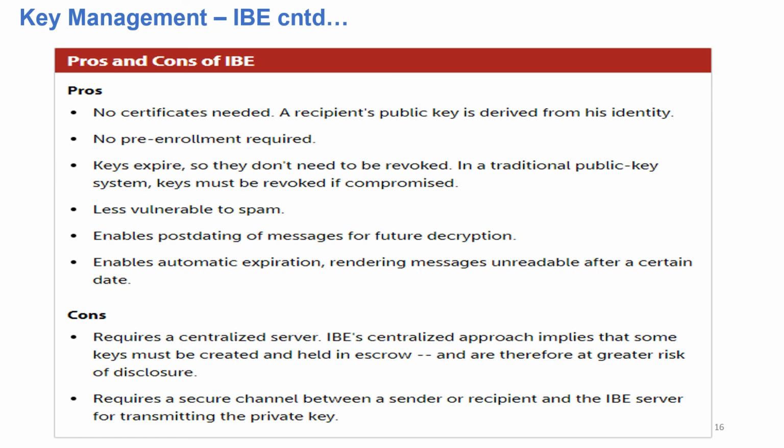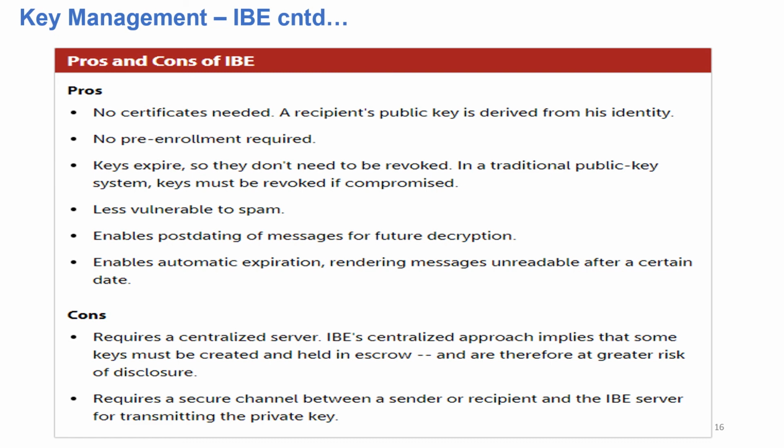But in a traditional public key system, what happens? Keys must be revoked if compromised. But here there is no headache of revoking the key. Fourth, IBE is less vulnerable to spam. Then next, it enables post-dating of messages for future decryption. Then lastly, it enables automatic expiration, so due to automatic expiration, a message will become unreadable after a certain date.